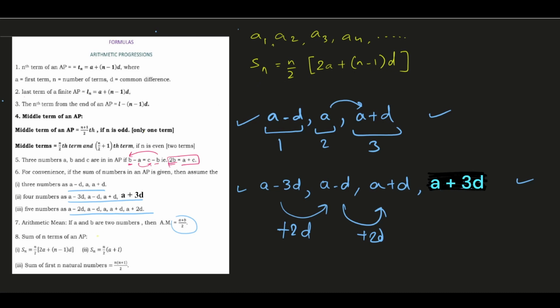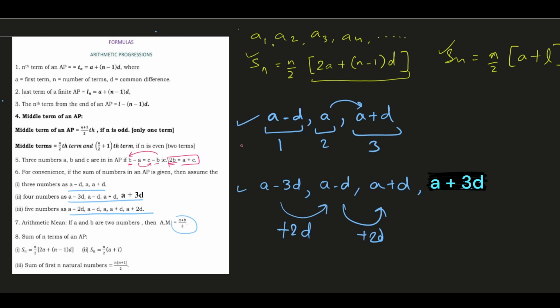If I know the last term, I may replace this entire thing, and instead of this, I may write like this. Sn is equal to n by 2, open the bracket, a plus l. These are the two formulas.